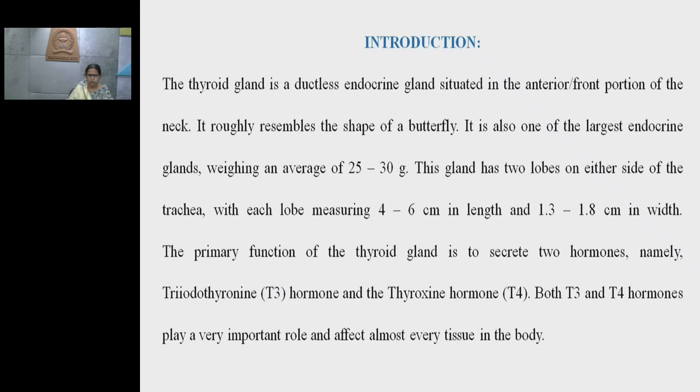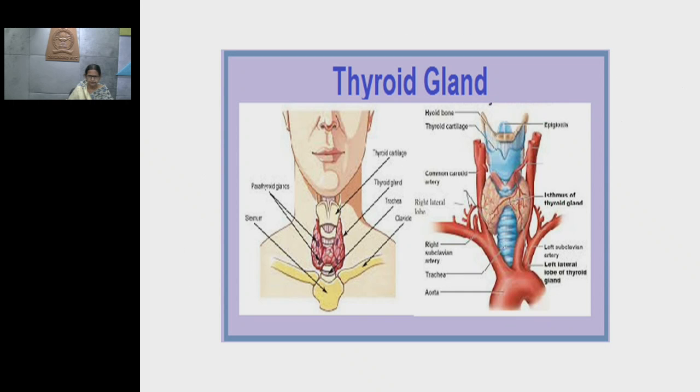This gland has 2 lobes on either side of the trachea, where each lobe measures 4 to 6 centimeters in length and 1.3 to 1.8 centimeters in width. The primary function of the thyroid gland is to secrete the hormones, namely triiodothyronine, that is T3, and thyroxine hormone T4. Both T3 and T4 hormones play an important role and affect almost every tissue in the body.